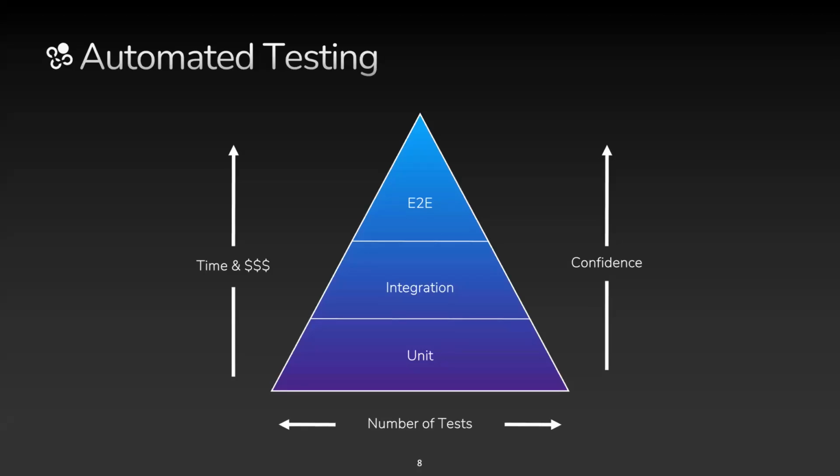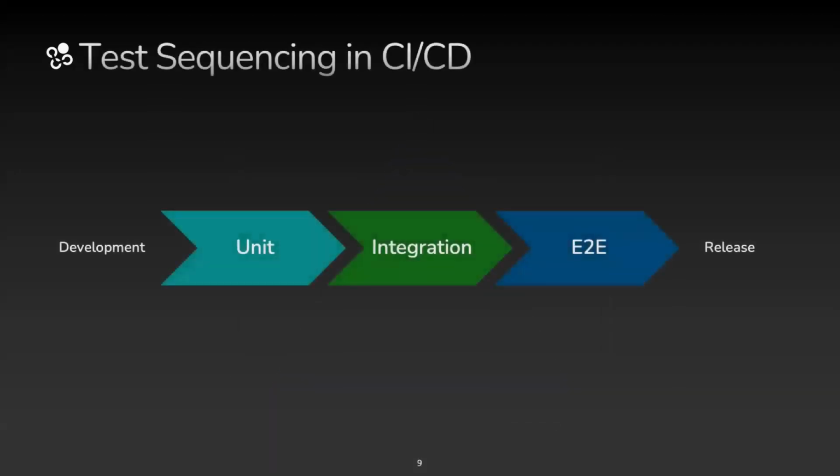Here's the main takeaway from this diagram. The tests at the top of the pyramid give the most confidence in the quality of the app, but they are also more expensive and time-consuming than tests that are lower on the pyramid. This realization leads many companies to sequence their tests in a particular order. Here's an example of how tests are often sequenced in a CI/CD pipeline.